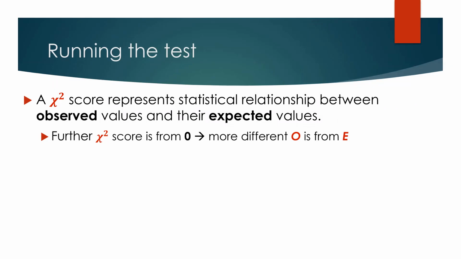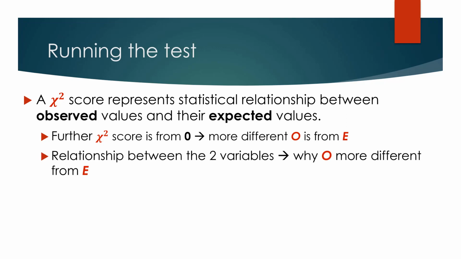That's in the context of the test of independence. But let's speak broadly here, because what I'm saying applies to the goodness of fit test as well. A larger chi-square score, one that's further from zero, indicates that O and E are more different from each other. Now, what would account for O and E being more different from each other? Why would you end up with a larger chi-square score?